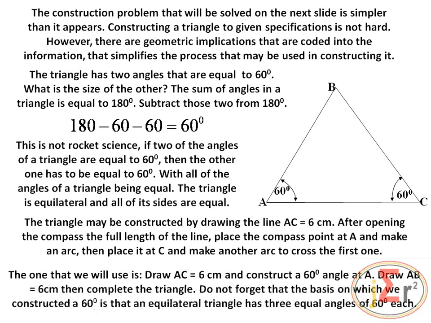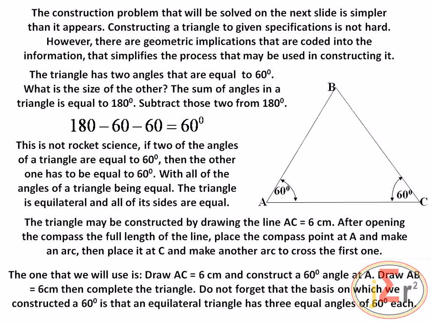Now the one that we will use is: draw AC equal to 6 centimeters and construct a 60 degrees angle at A. Draw AB equals 6 centimeters, then complete the triangle. Do not forget that the basis on which we constructed a 60 degrees angle is that an equilateral triangle has 3 equal angles of 60 degrees each.